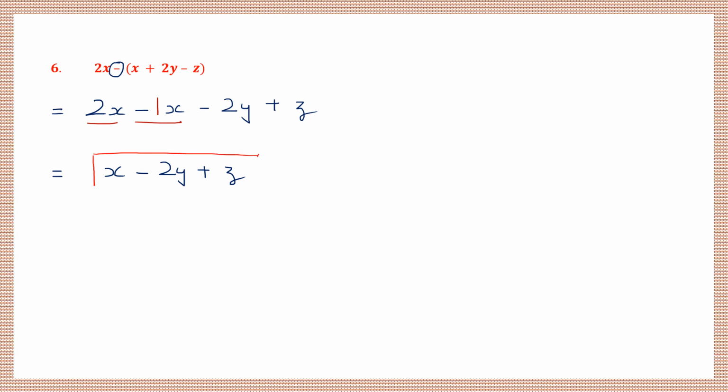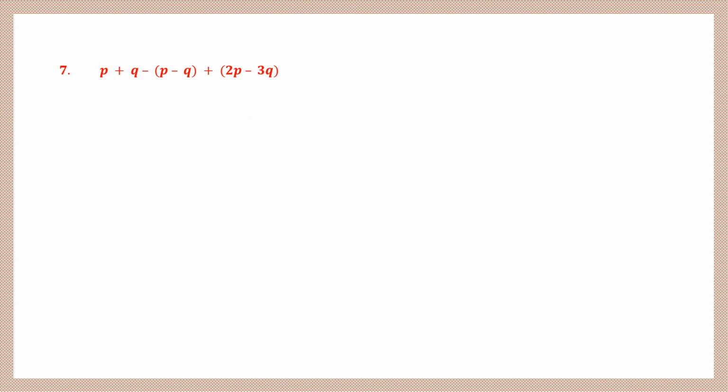Let's go to the next question. Now here we are going to simplify this question. We're going to do removal of brackets. So let's begin. First I have 2x. Now remember, when you see minus before a bracket, the sign of all the terms inside will change. So that becomes minus x minus 2y plus z. Now let's take all the x terms. So we have 2x and minus x. So 2 minus 1 is 1, so that is 1x or x, minus 2y plus z. So our final answer here is x minus 2y plus z.